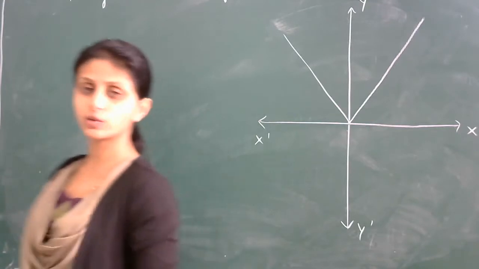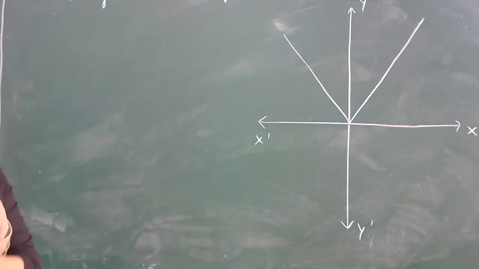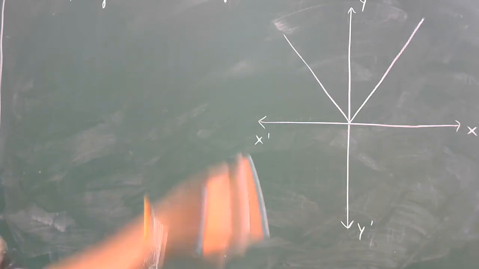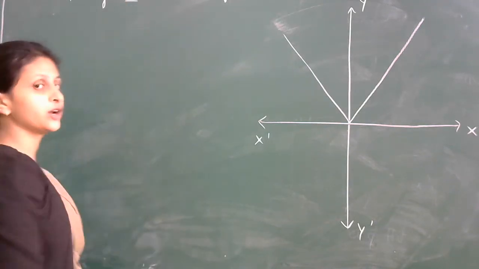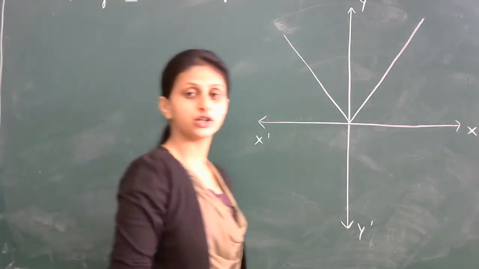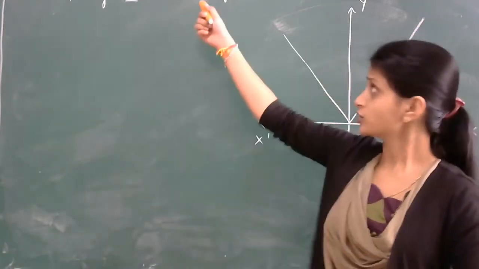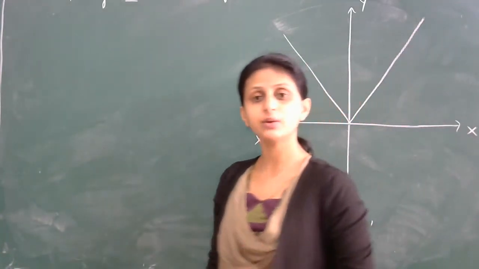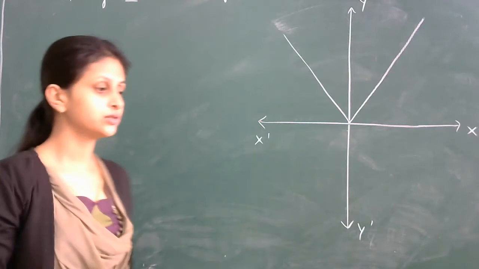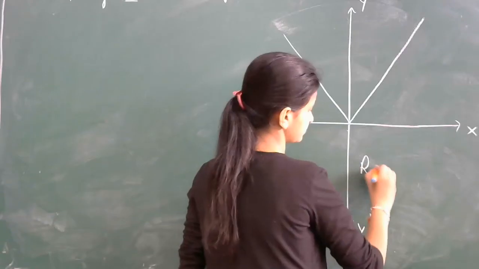What is the domain of this modulus function, students? The domain is nothing but, very good, the set of real numbers, right? Here we have the domain of the modulus function as the set of real numbers. The codomain is also the set of real numbers. But can you tell me what is the range of this modulus function?